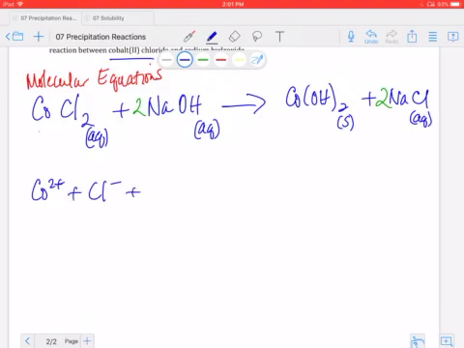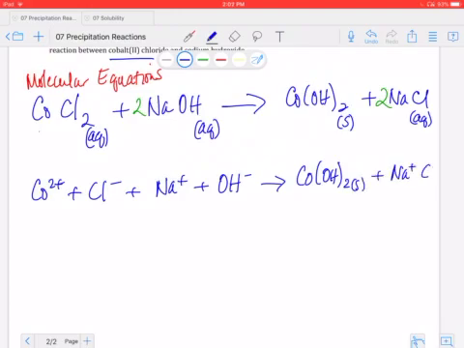For our sodium hydroxide, that's aqueous, so that's going to break down into sodium and hydroxide ions. For our cobalt hydroxide, this is a solid, so I'm going to keep it together. And then my NaCl, we're going to go ahead and break that up into those constituent ions.